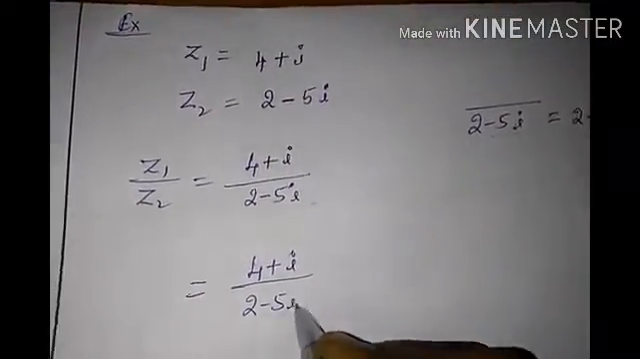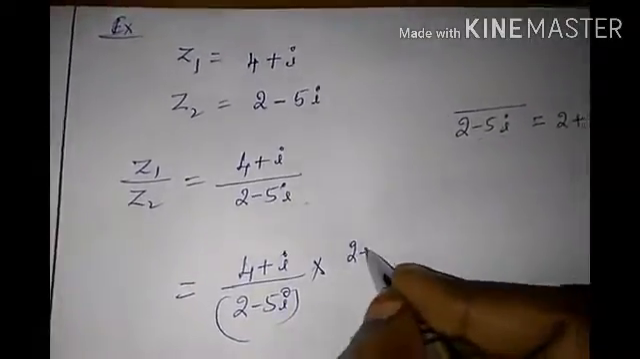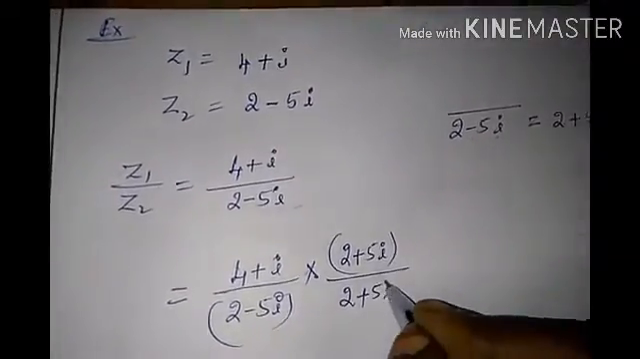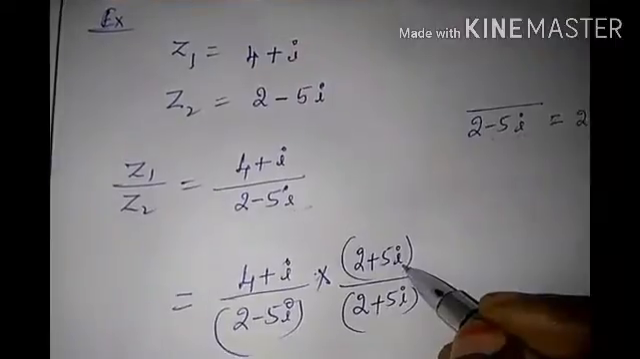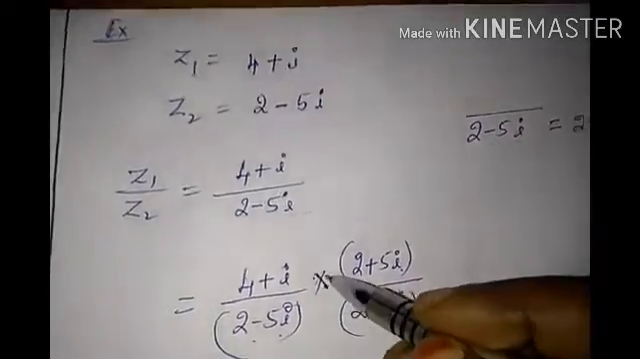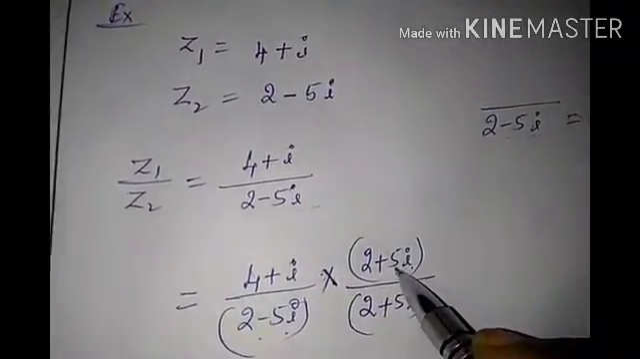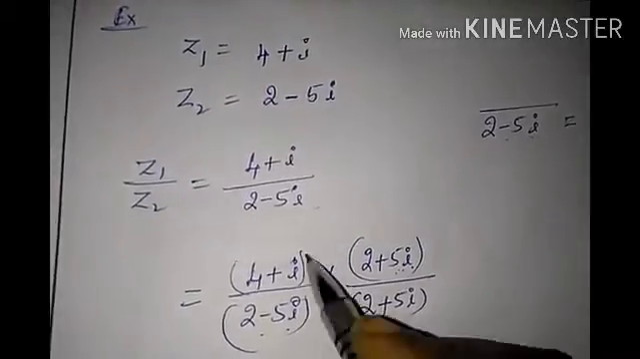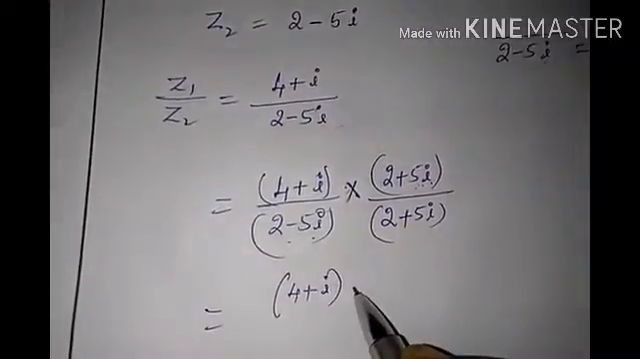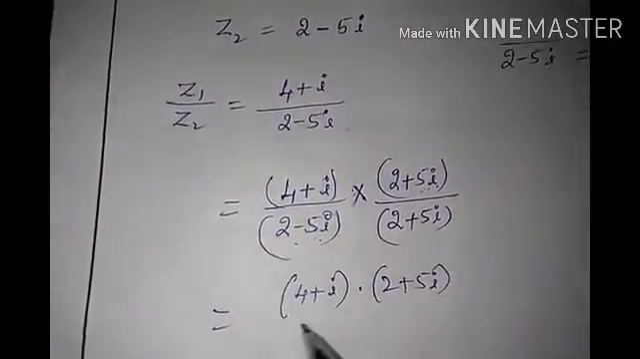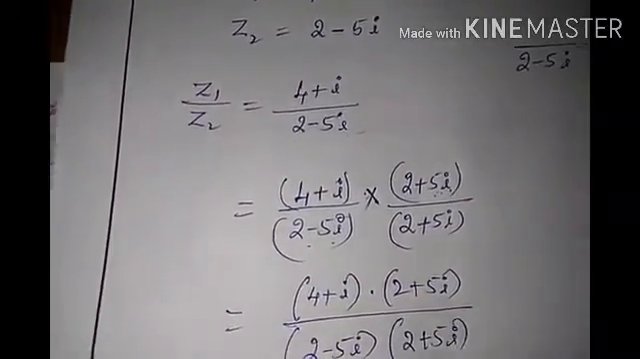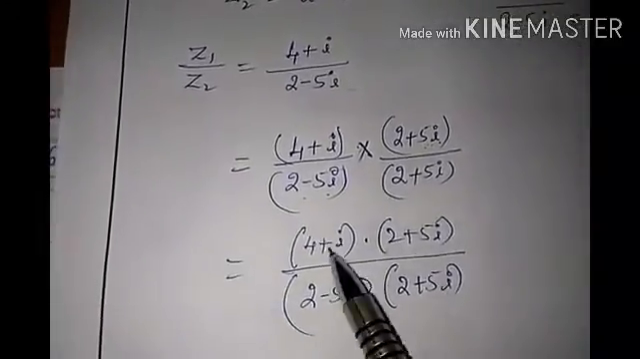Whatever number you multiply with the denominator, you should multiply the same number with the numerator also, to balance our fraction. That is equal to 4 plus i into 2 plus 5i, by 2 minus 5i into 2 plus 5i. Now let us multiply these two complex numbers.